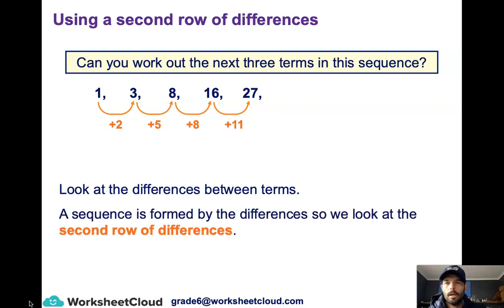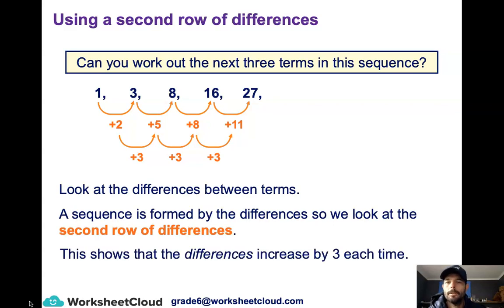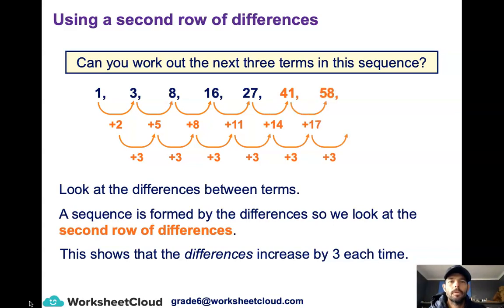That's nonlinear. However, if we put a second row of differences in, then it becomes linear. You can see it increases by 3 each time. So your second row of differences is indeed a linear sequence. All right, and there it says this shows that the differences increase by 3 each time. And I'm just continuing the sequence for you to get an understanding of the second row of differences. Okay.